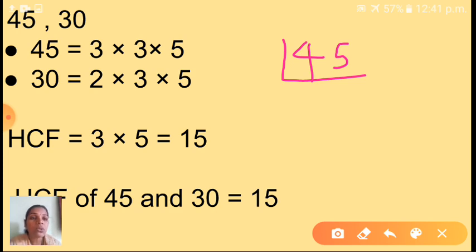Okay, children. So here 3 you have to write. And in this 45, how many 3's are there? We have to find. Okay, children. So in 4, how many 3's are there? 1 three is there. Remainder is what? 1. So that, see here, children, 45. So we have to divide by 3. Okay, so in 4, how many 3s are there? 1 three is there. Remainder is what? 1. So that 1 will go here.